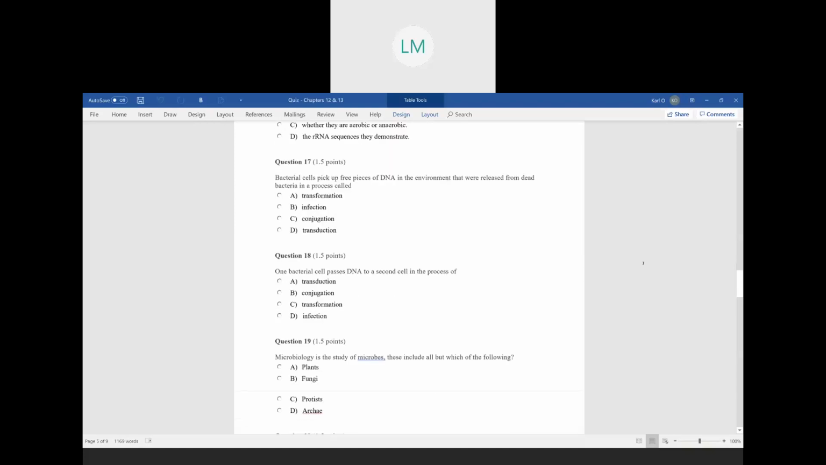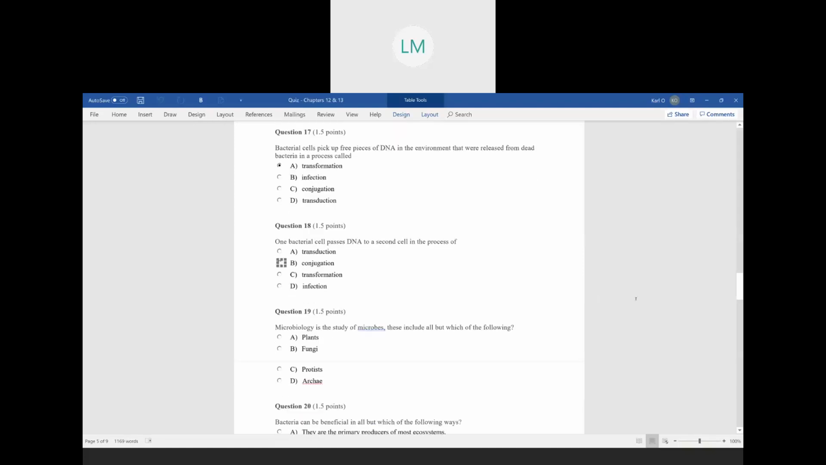Question 17, bacterial cells pick up free pieces of DNA in the environment that were released from dead bacteria. So this process is transformation. That's the definition of transformation there, where they just pick up pieces of DNA that are left in the environment. Question 18, one bacterial cell passes DNA to a second cell. That is the process of conjugation. So another type of genetic recombination in these bacteria, conjugation.